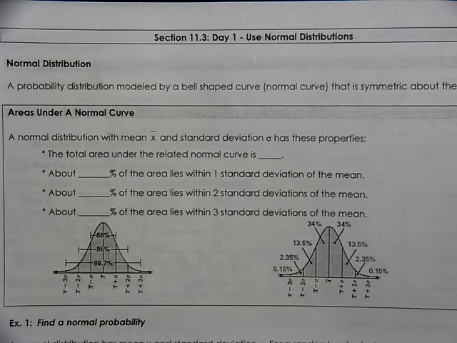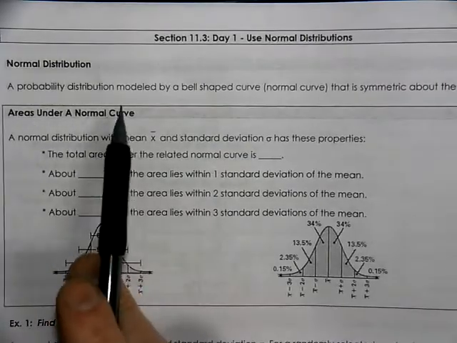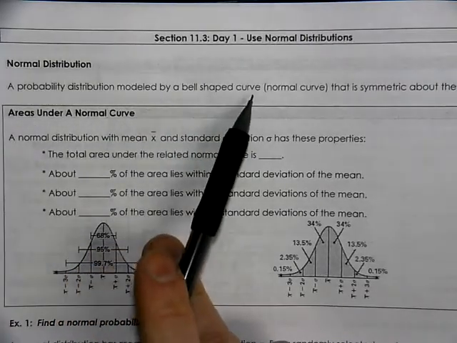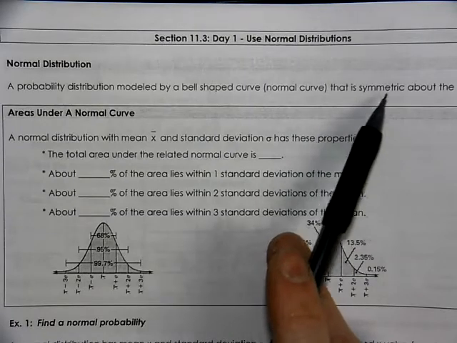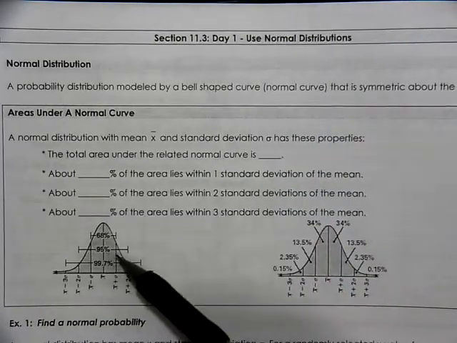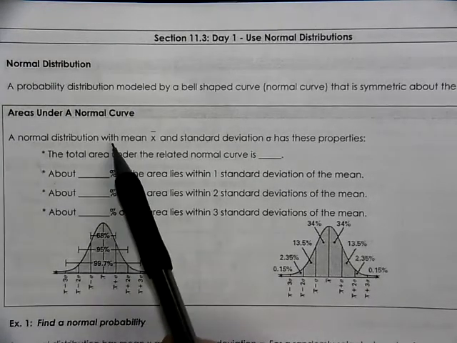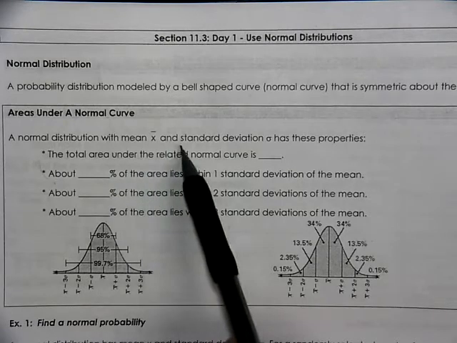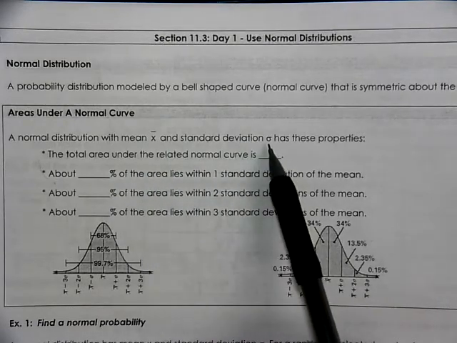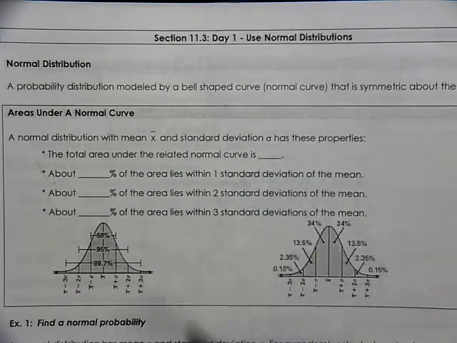This is for section 11.3, learning about normal distribution. Normal distribution, modeled by a bell-shaped curve, is symmetric about the mean. When you look at your graph, you see that the x-bar is here in the middle. The normal distribution with a mean of x-bar and a standard deviation of sigma has these properties.